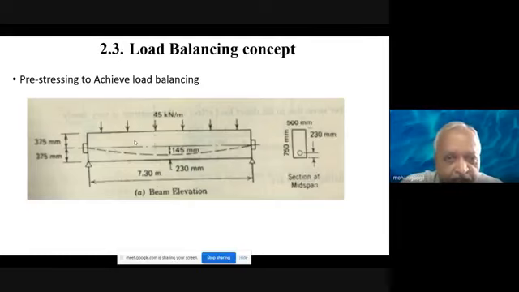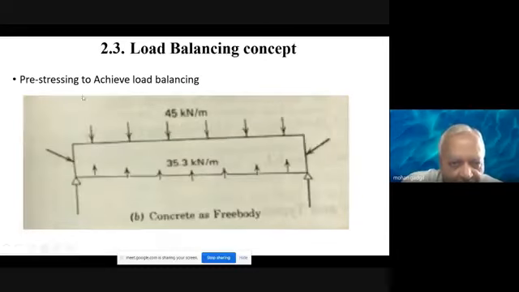The third one is the load balancing concept, where once you consider the cable as a curved cable, the tendency of the cable is to straighten up, and in the process it develops an upward thrust internally. At this point, there is already a downward load. The result is that you have an externally applied downward load, and an internal force developed by the tendon, which tries to straighten up and push the girder in the upward direction. The axial force in the cable is converted into a uniformly distributed upward load due to the profile of the cable.